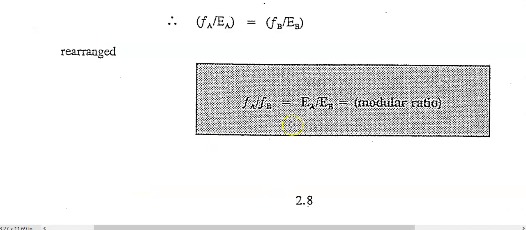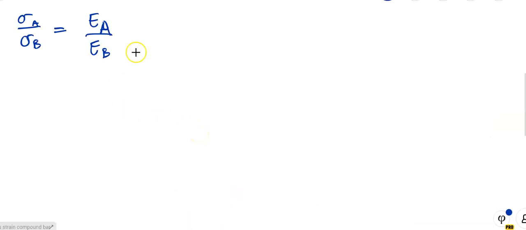Right, so therefore the stress in material A over the stress in material B is equal to Young's modulus of material A divided by Young's modulus of material B. If you rearrange all of that, it's going to be stress of A over stress of B is equal to E of A over E of B. And that there is equal to M. And M is known as the modular ratio.